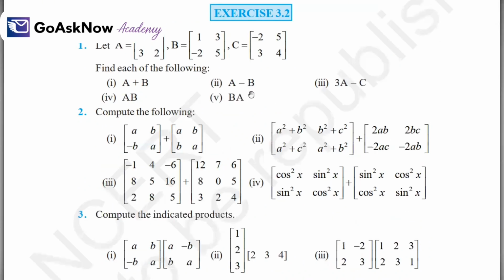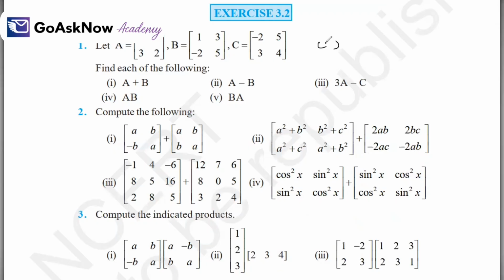Second question is compute the following. So you have to do the addition of matrices here only. For first, second, third, fourth, you have to just do the addition here. So I will do the fourth part for you, and you can do the rest of the parts. These are very simple questions.